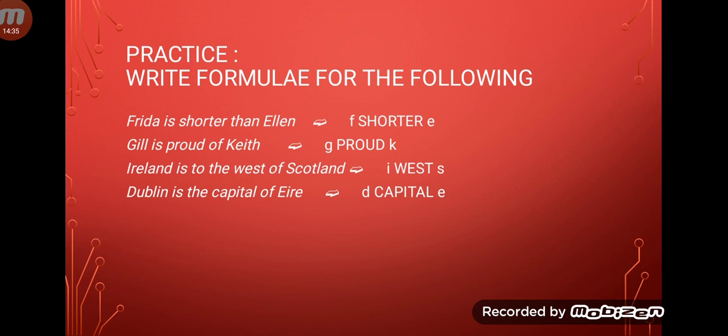Go in the lowercase letter. Ireland is to the west of Scotland. Ireland becomes i, and then west the predicator. Scotland just write as s in the lowercase letter. Dublin is the capital of Eire. Dublin becomes d, and then capital using capital letters, and Eire, just write e.